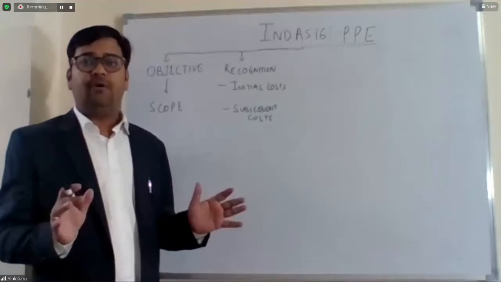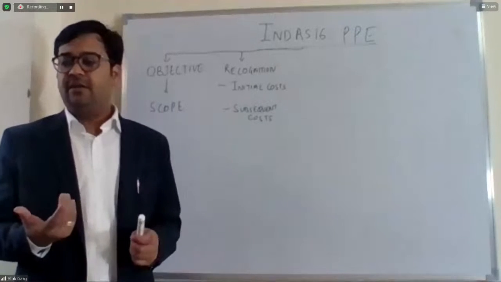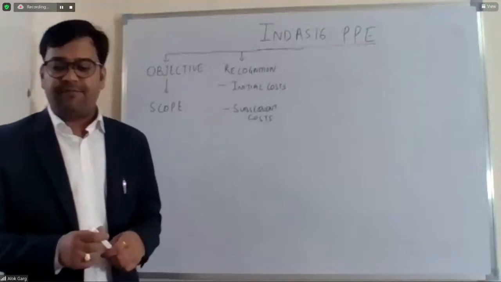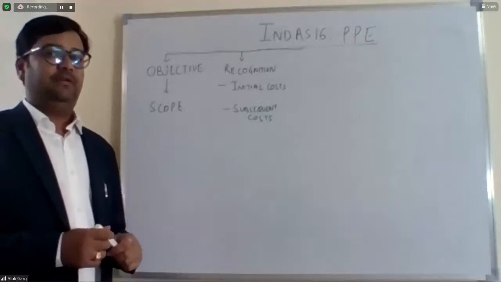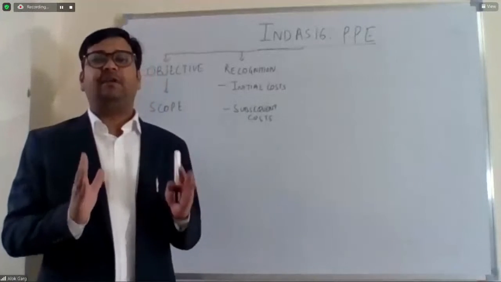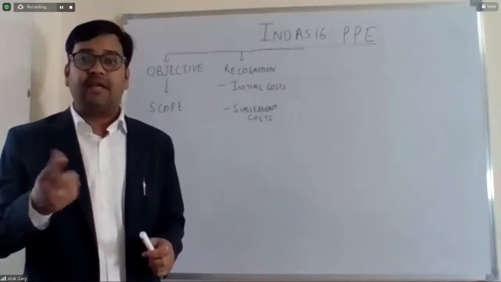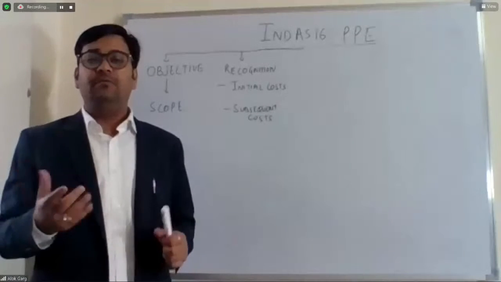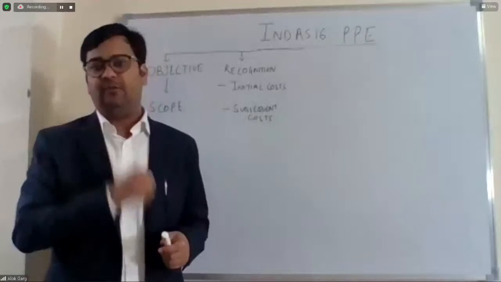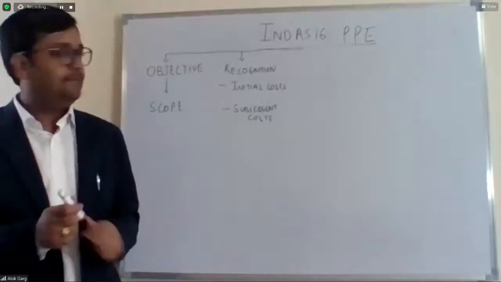We are only talking about what is the coverage of this particular standard. Okay. After recognition, we will be discussing your initial cost, your subsequent cost. Then after recognition, we will be discussing the measurement. So first of all, we have decided that this item is required to be recognized as a PPE under Ind AS 16. Then we need to ask at what value? Because for getting an item into the financial books of accounts, there must be a value. Okay. So it means measurement.